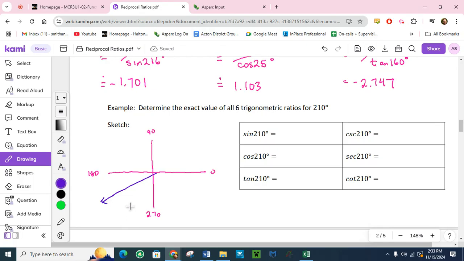Somebody who hasn't helped out yet today, what's that reference angle for 210 degrees? Maybe somebody who hasn't helped out today? It's a little bit of a layup. Okay, Mackenzie, go ahead. 70? Not 70. So 210 degrees, how much past 180? 30 degrees.